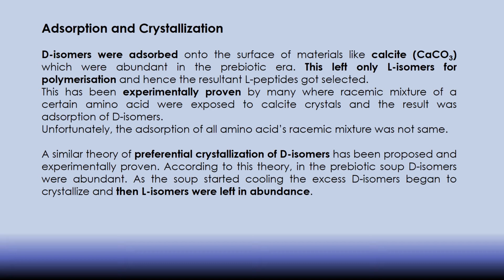A similar theory of preferential crystallization of D-isomers has been proposed and experimentally proven. According to this theory, in the prebiotic soup, D-amino acid isomers were abundant. As the soup started cooling, the excess D-isomers began to crystallize and precipitate, and then only L-isomers were left behind in abundance in the cooled soup.